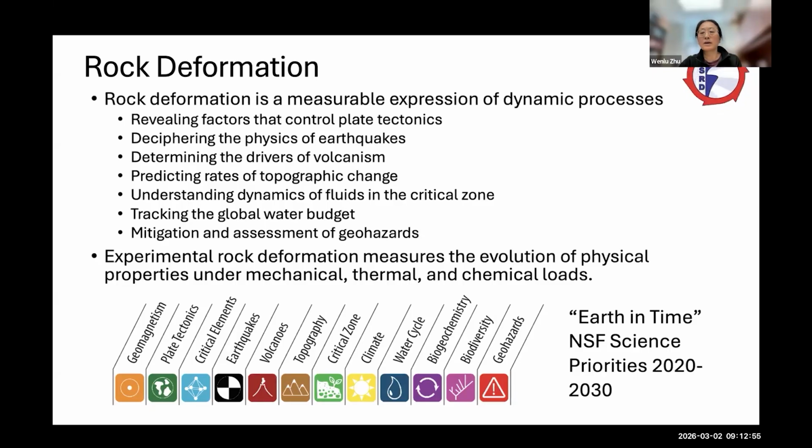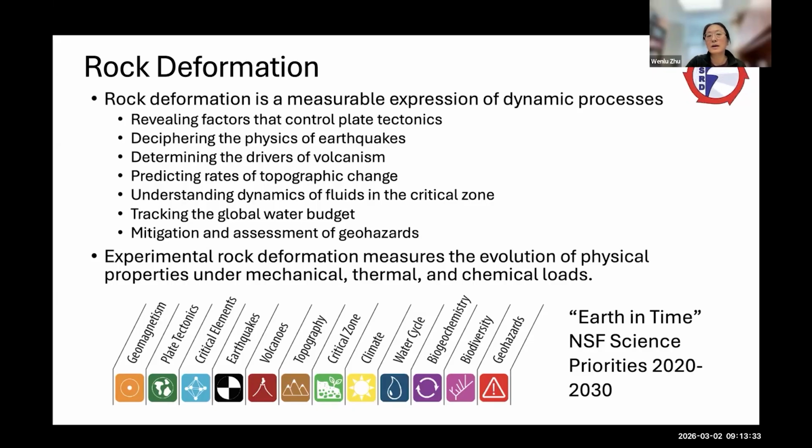This becomes really important in many processes. For example, NSF published the next decadal research priorities, and in that Earth in Time document, they identified 12 areas that will be the research frontiers for the next decade, including plate tectonics, critical elements, earthquakes, volcanoes, etc. One of the important things is that these are dynamic processes, so how do you study them?